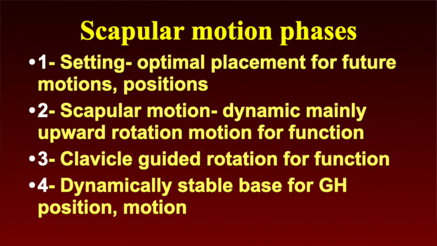It turns out using this and using the model, we can demonstrate that there's 4 phases to scapular motion. The first phase is setting of the scapula as you start to raise your arm. Second stage is the maximum scapular motion as the arm goes up toward 90 degrees. Third phase is actually rotation of the clavicle, which then also rotates the scapula. And the fourth is the dynamically stable base to go along with the arm as it is moving.